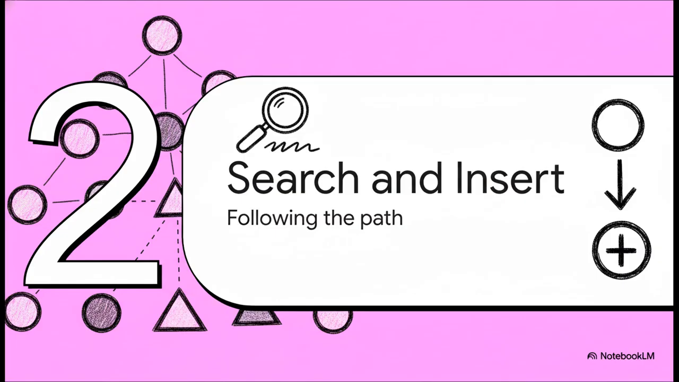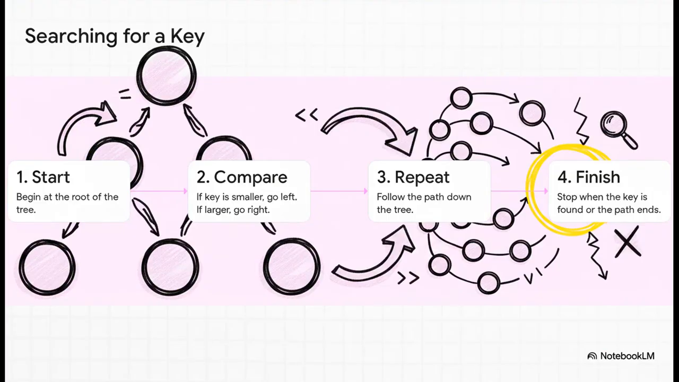Okay, let's move on and see how this one rule makes the most common operations a total breeze. We're talking about searching for an item and inserting a new one. Searching is so intuitive. You just start at the very top of the tree, at the root. And at every single step, you just ask one simple question. Is the number I'm looking for smaller or larger than the one I'm currently on? If it's smaller, you go left. If it's larger, you go right. You just keep following that path down until you either find what you're looking for or you hit a dead end, which just means it's not in the tree.